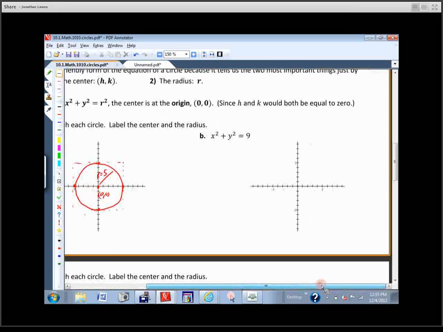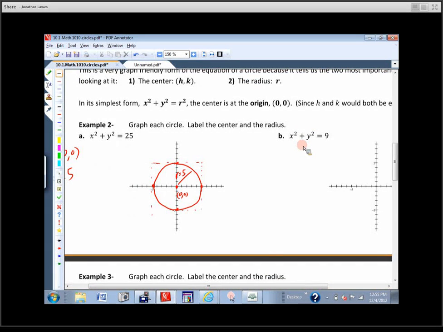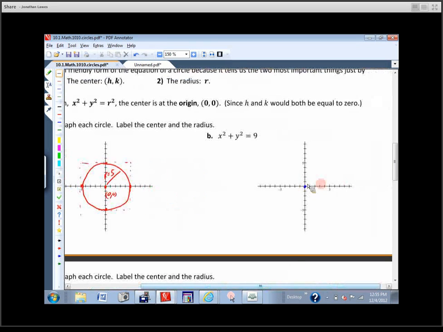So how does this one compare? Same center, radius is just 3. So this is going to be a center of 0, 0. And we're going to go 3 units in every direction. So left, right, up, down. Okay, I'm not going to draw the box on this one. I think I can do this one all right.